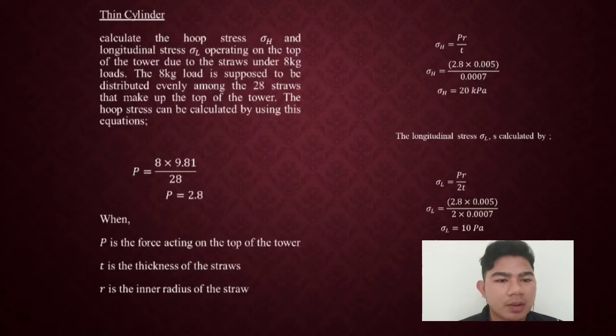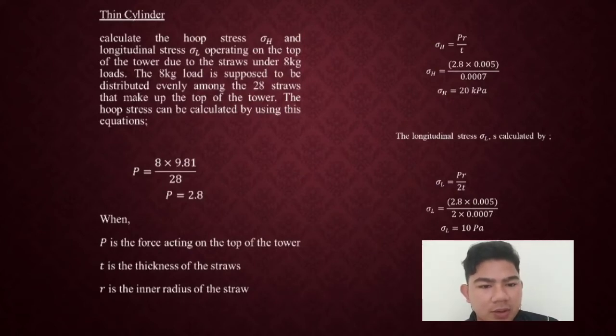P equals 8, the amount of the load, times 9.81 gravity over 28. 28 is the number of straws. We got the value of P is 2.8. Okay, P is the force acting on the top of the tower, T is the thickness of the straw, R is the inner radius of the straw.